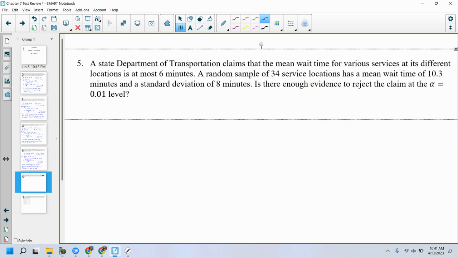All right, a State Department of Transportation claims that the mean wait time for various services at its different locations is at most 6 minutes. A random sample of 34 service locations has a mean of 10.3 minutes and a standard deviation of 8 minutes. Big standard deviation there. Is there enough evidence to reject the claim at the alpha 0.01 level?